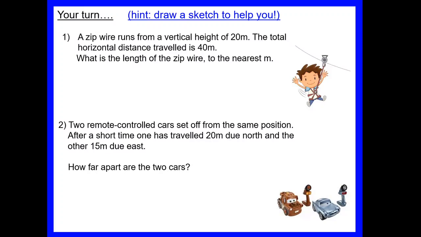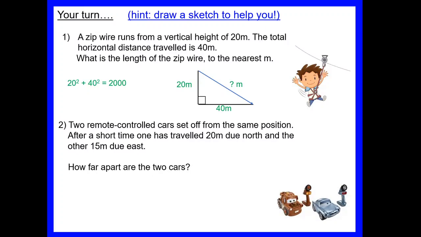Okay, let's talk through those then. So we've got a zip wire that runs from a vertical height of 20 metres, so there's our vertical height, and the total horizontal distance travelled is 40 metres, and we want to know the length of the zip wire. So we've got our 90 degrees between our vertical and our horizontal. There's our zip wire. So we're going to use Pythagoras.